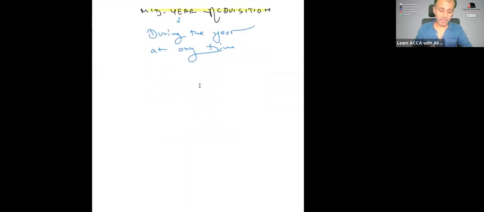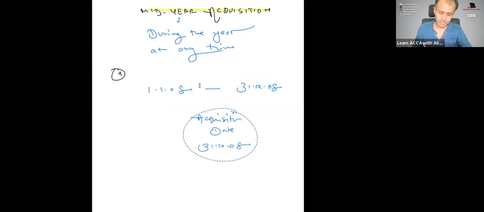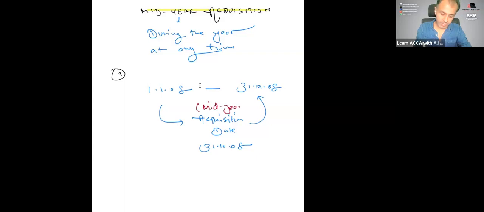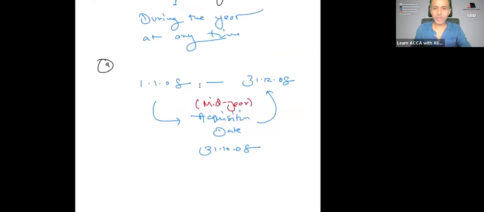So for that reason, if I'm working this question number 9, I will do a bit of analysis. The year ends on 31st of December 8, which definitely started on January 8. The acquisition date is 31st of October 2008, which definitely falls during the year. So by definition, this is called mid-year, as the company has been acquired during the year. Now we can analyze how many months we have before and after: 10 before, 2 after, post-acquisition.